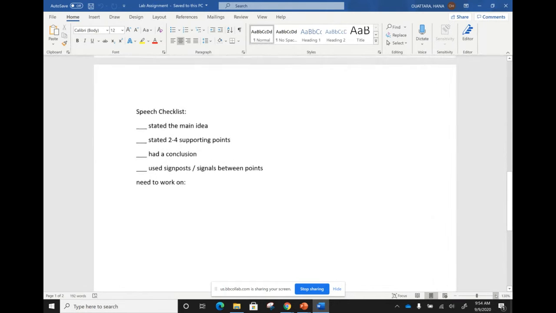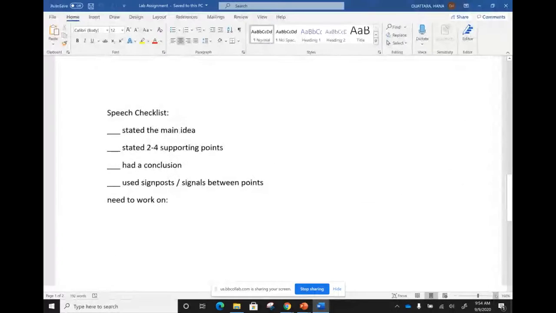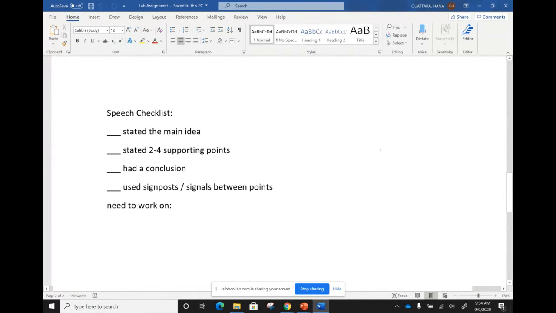To organize the topic, the information that we are going to talk about. Basically, to help us make sure we put all the important things in our speech and we don't forget something, right? So in the book, they say that here's the checklist.